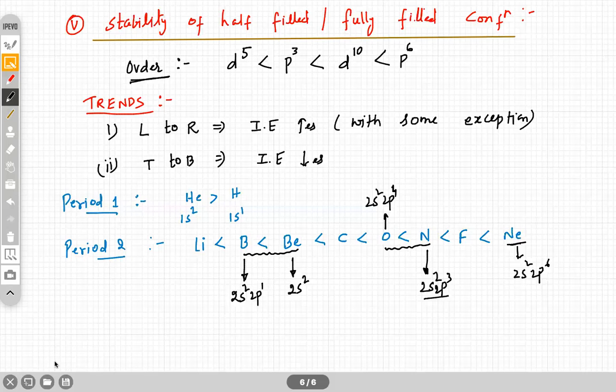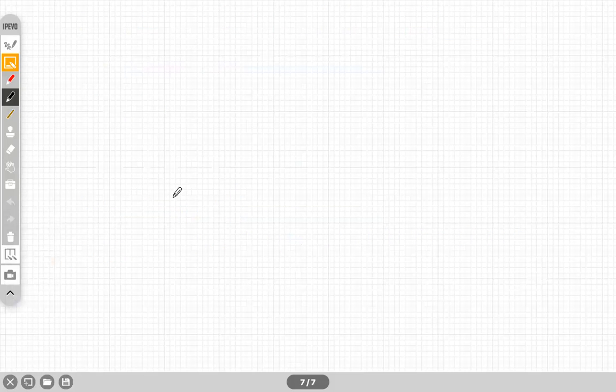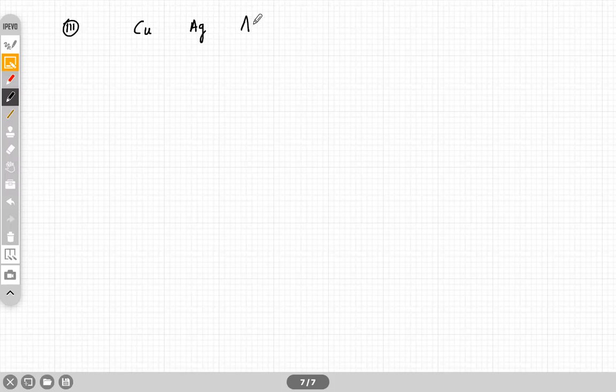Okay. Now, another thing is, you see, the third one in this, if you talk about copper, Ag, and Au, do you have periodic table with you? Do you have periodic table? Yes. So you can see copper belongs to which period? Fourth period. And this is 3D series element. Yes or no? 3D series.